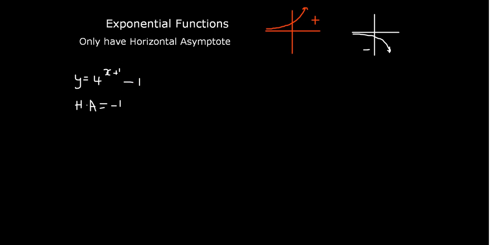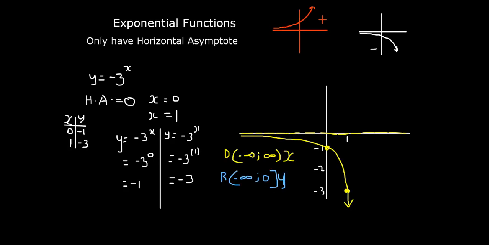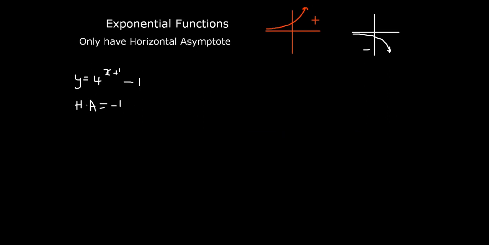It's because now there is something here which is negative 1. It can be plus something or minus something. But in the previous one, it was just negative 3x, and there was no plus or minus anything here. So the HA was 0. So here there is minus 1, right? So now we've got the horizontal asymptote as negative 1.